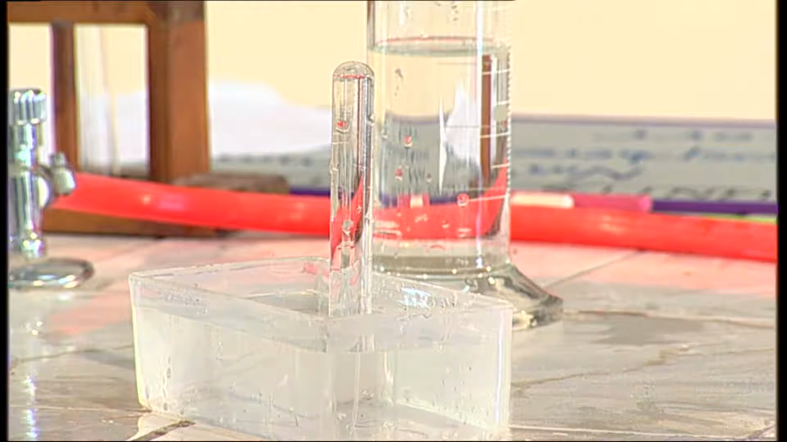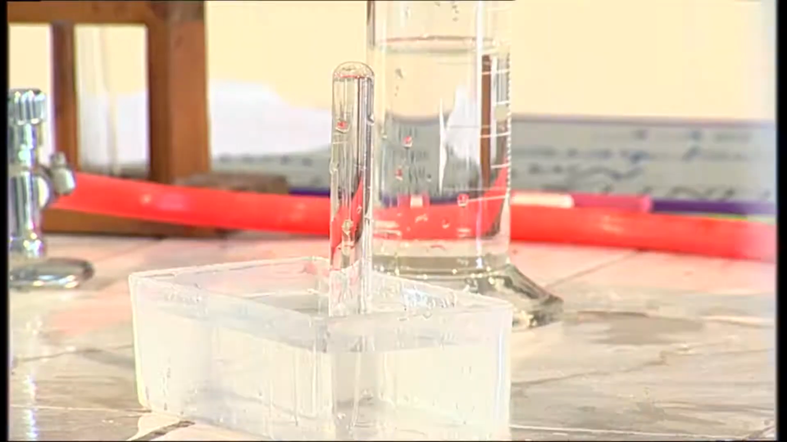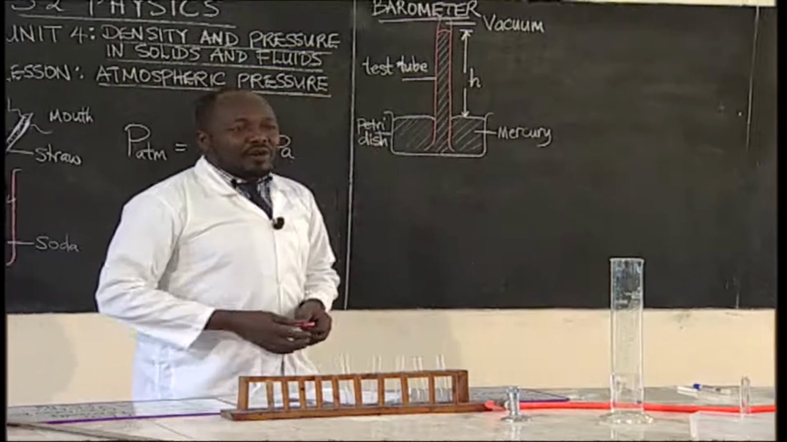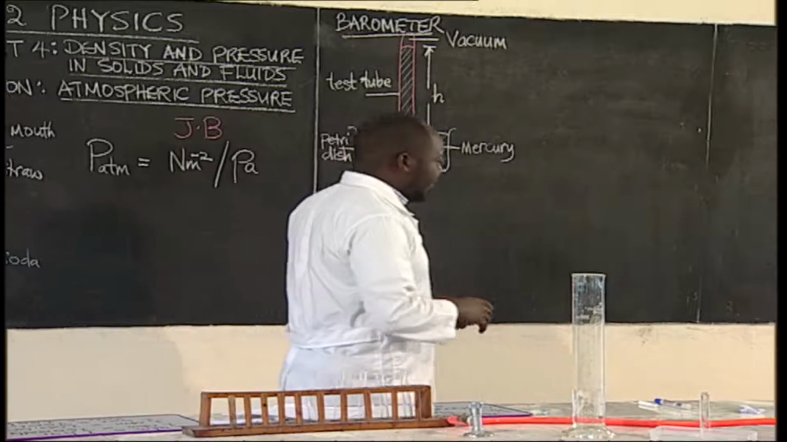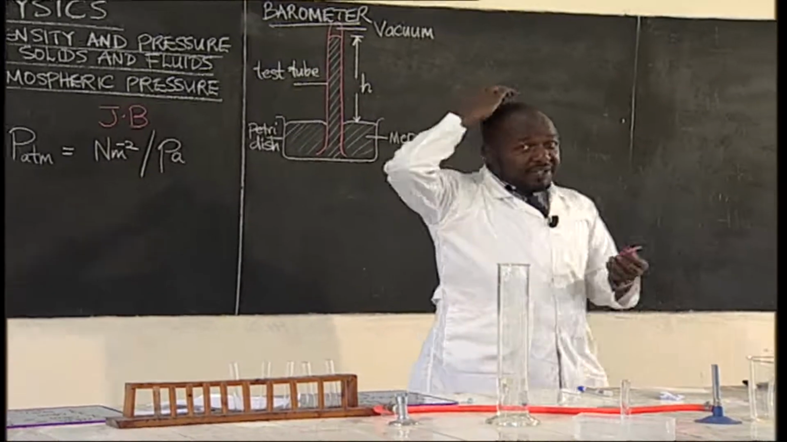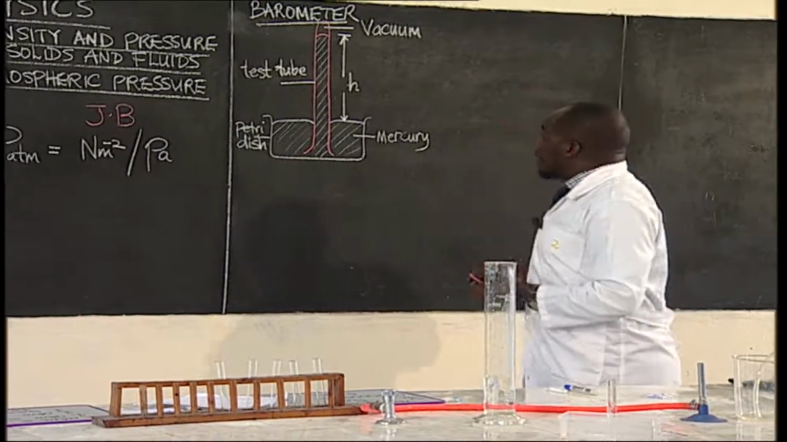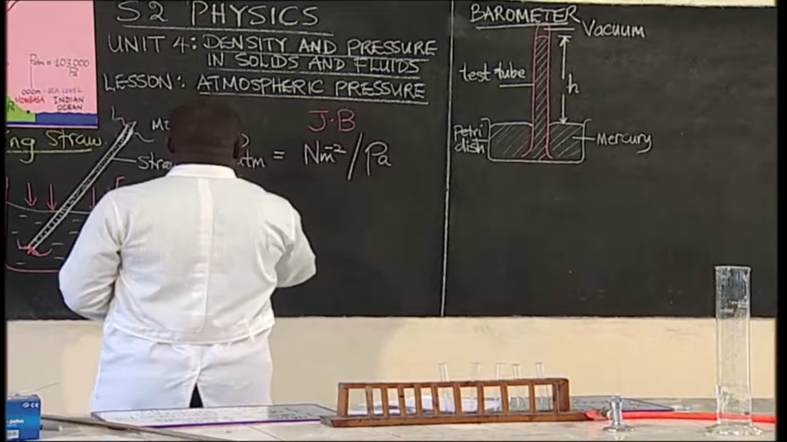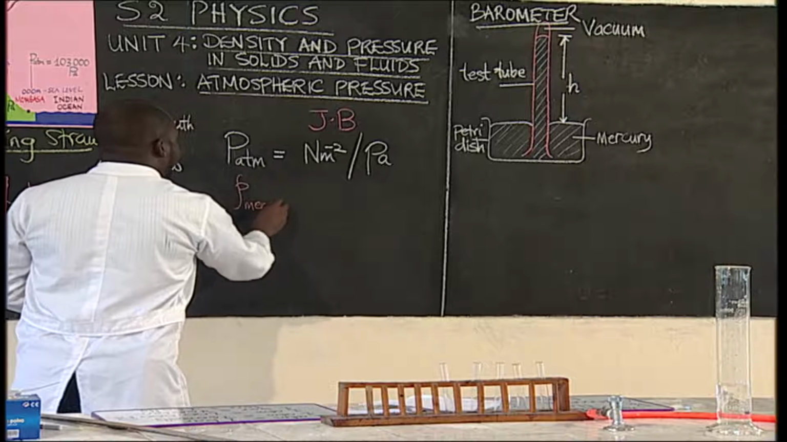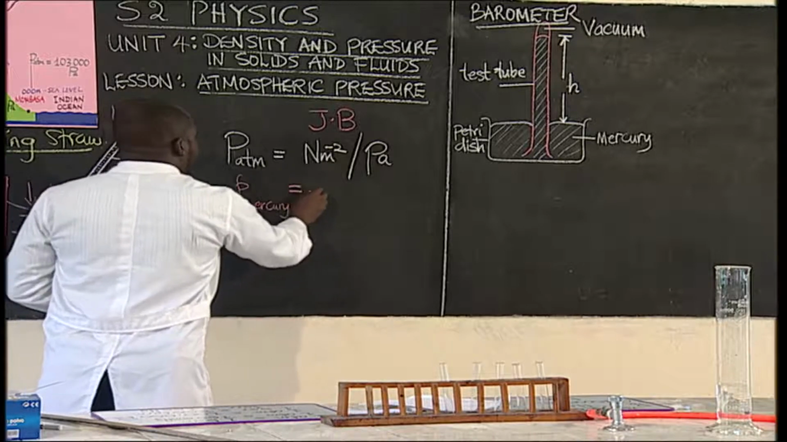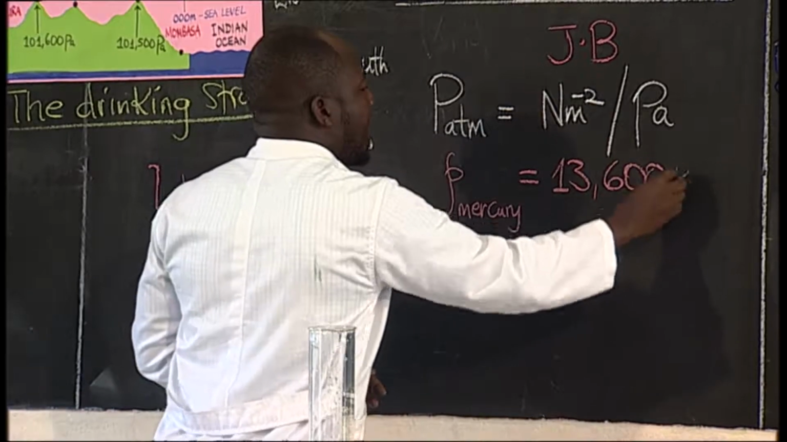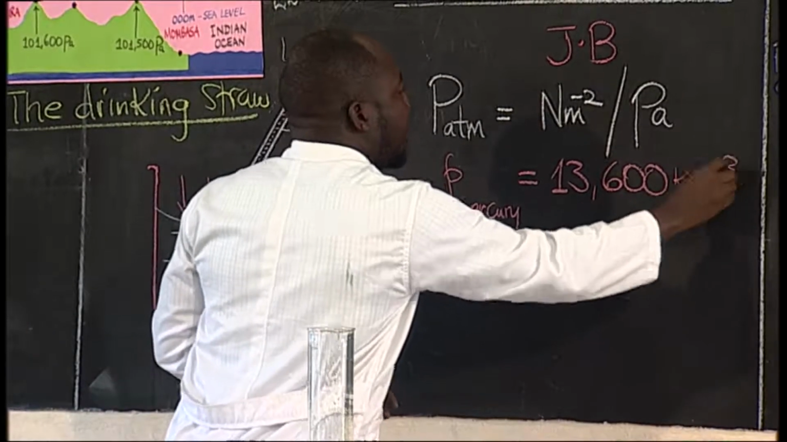If we used another liquid with a high density, like mercury, by the way, from your senior 1, when you are looking at densities of different substances, or even senior 2, you should remember that the density of mercury is about 13,600 kilograms per meter cubed.